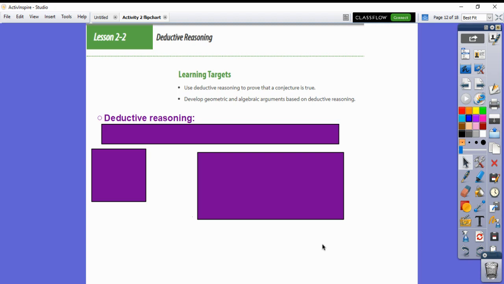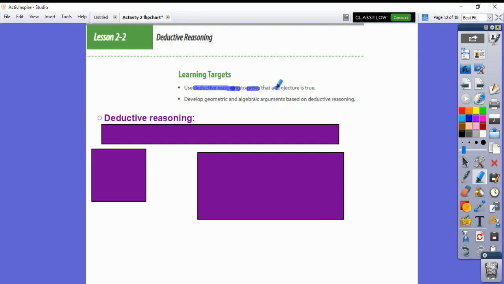And for this video, we're going to talk about lesson 2-2 about deductive reasoning. This is the second lesson in activity 2. And what we're going to talk about today is using deductive reasoning to prove that a conjecture is true.